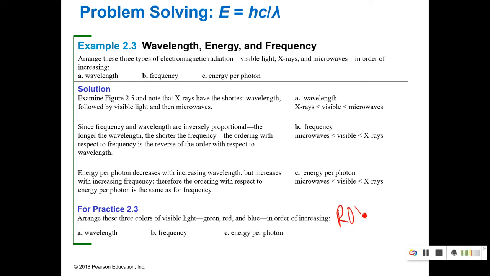So this is important. Remember, I told you needed to know the order. So Roy G. Biv is going to come into play. This is the order. Red is the longest wavelength, and violet is the shortest. There will be test questions like this, so make sure you understand. So wavelength, our longest is red, green, blue.